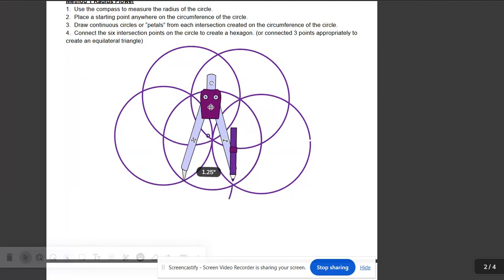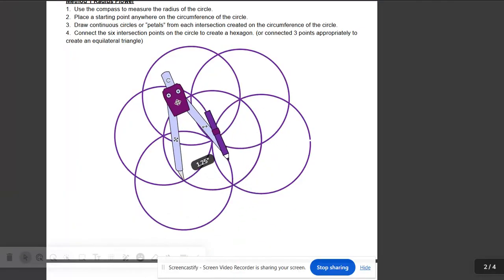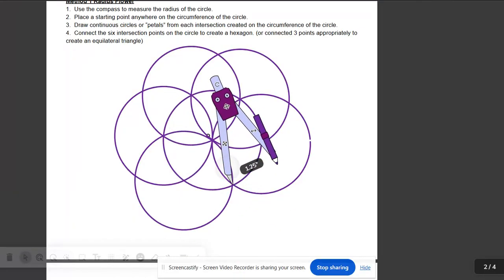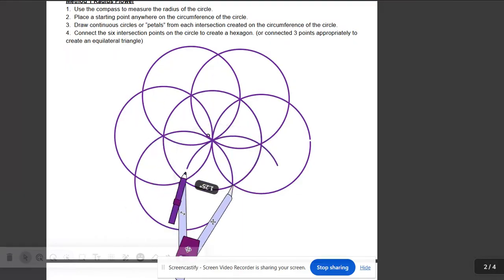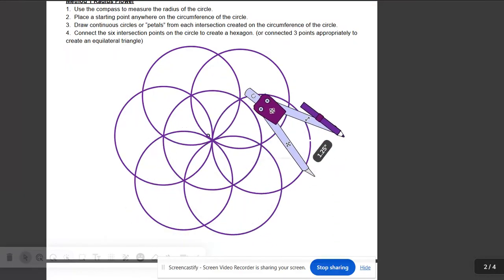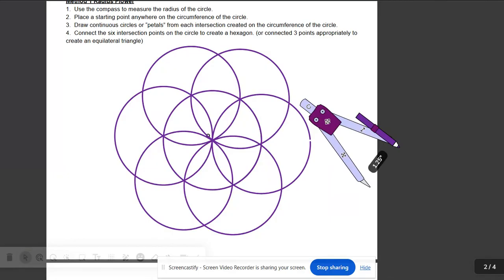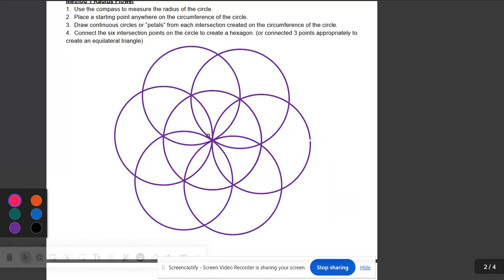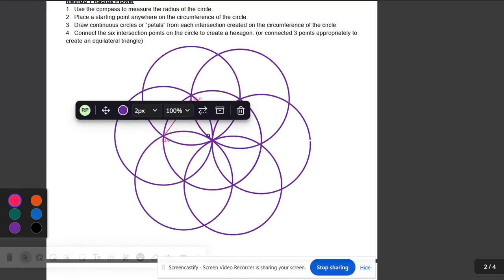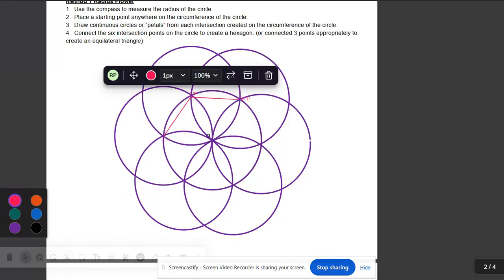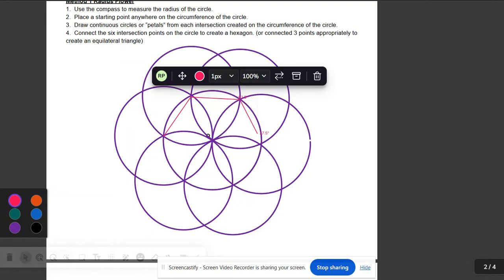There's many ways you could do this. I'm going with a complete circle. I think I have one more to do here. It's a little crazy, so there are shorter ways, but it's a very pretty way. What you get is lots of petals. But if you connect these nice intersection points that were created, you will get a perfect hexagon.